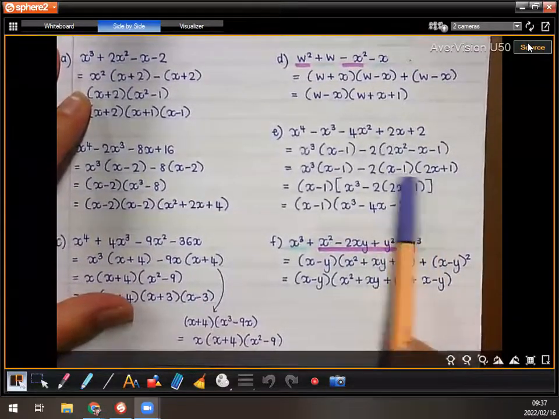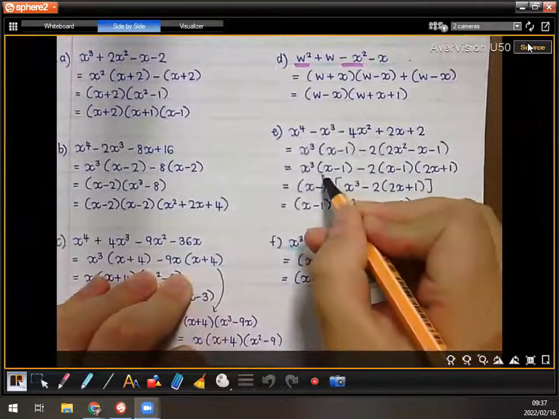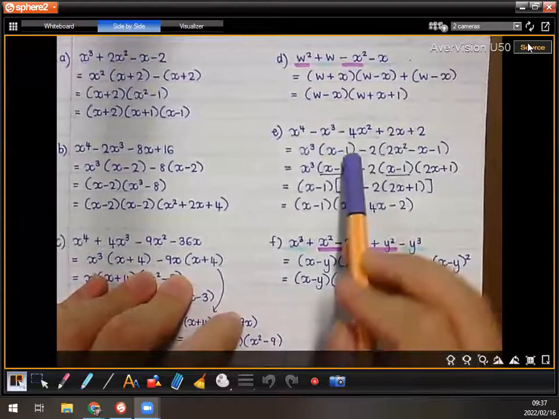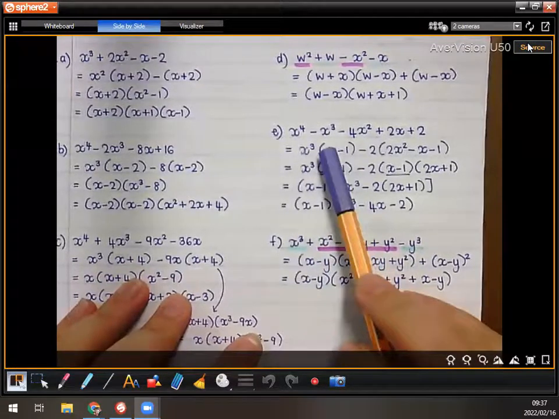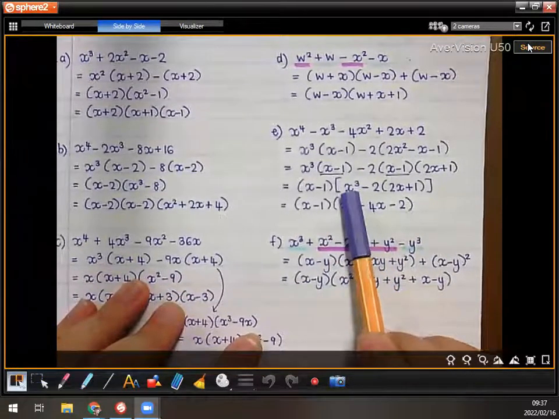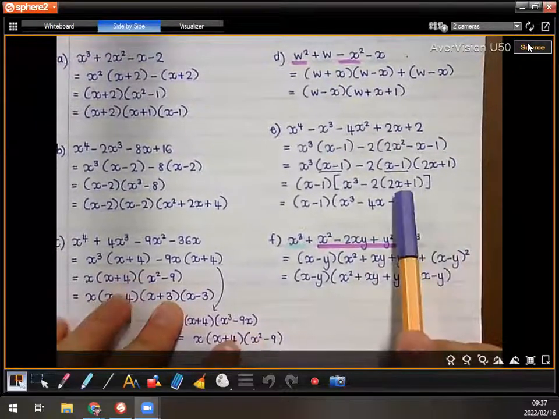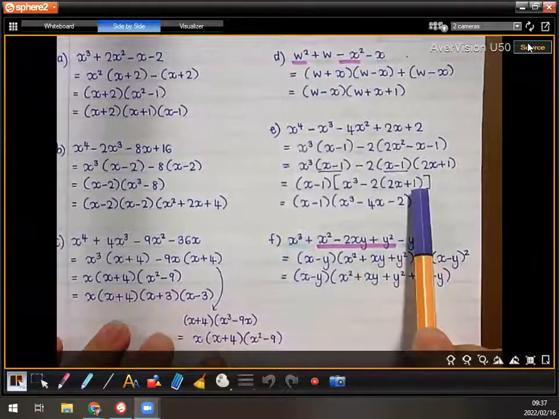So once I factorize that trinomial, I got those two brackets, and then we can clearly see that now we have an x minus 1 as a common bracket. So that goes to the front. When I take away the x minus 1 from my first term, I'm left with x cubed minus 2 times 2x plus 1 from the second term. And then this, guys, you would just have to multiply in.